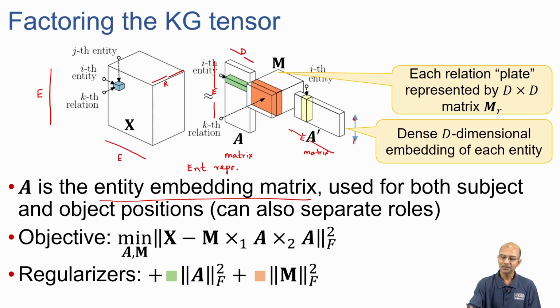Now, if there are R relations, the depth of the M tensor in between is still going to be R, but on the other two sides I am just going to have d by d. Okay. So, in other words, each relationship R is represented by a d times d matrix, which we might call the rth slice of the tensor M, written as M subscript R. Generally speaking, we expect A and A prime to be dense d-dimensional embeddings of each entity, just like we had dense d-dimensional embedding for each word in case of singular value decomposition or word2vec.